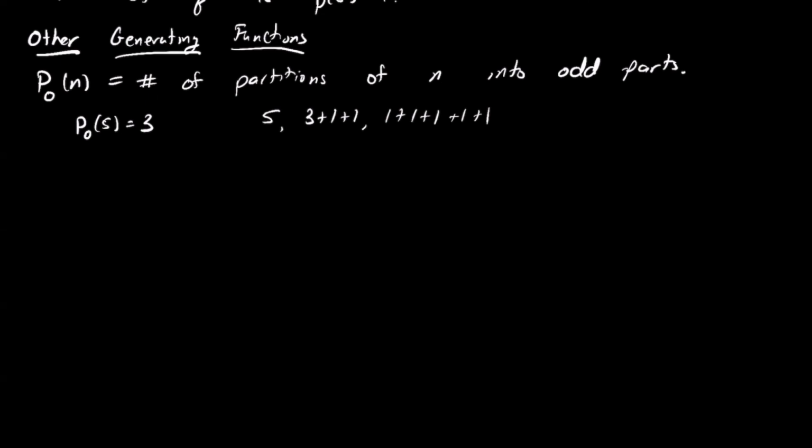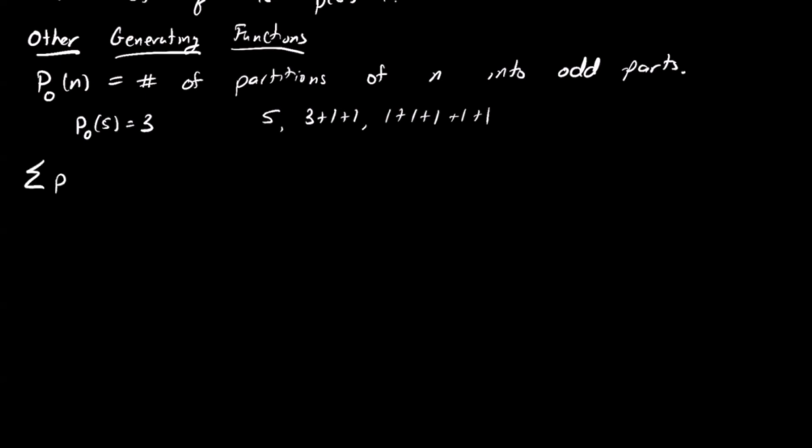Okay, so we might be interested in, well, what about a generating function for PO of n? And we might look at our earlier example, and I might notice that 1 over 1 minus q contributes only 1s to my partitions. 1 over 1 minus q squared contributes only 2s to my partitions. 1 over 1 minus q cubed contributes only 3s to my partition. So one thing I might do is try to eliminate any of those terms that contribute even parts, right?